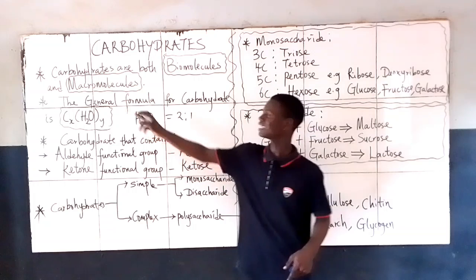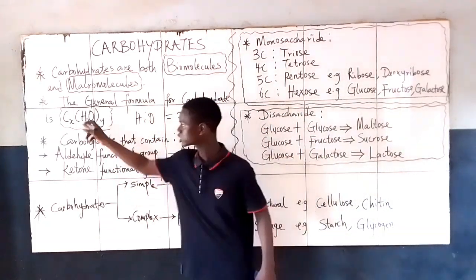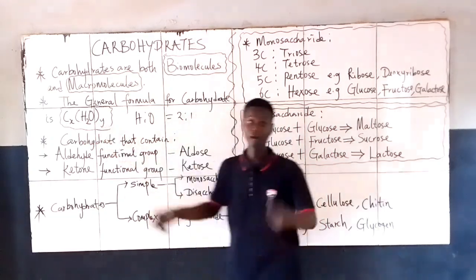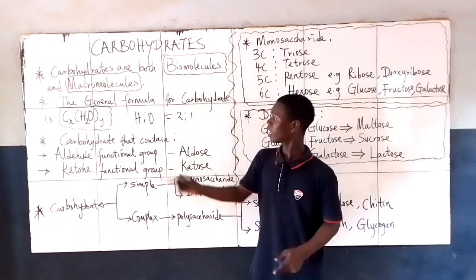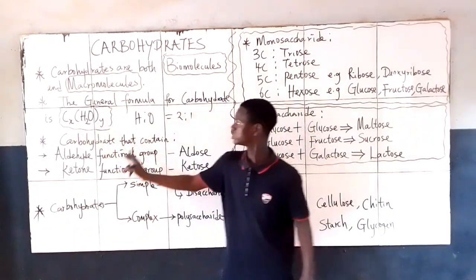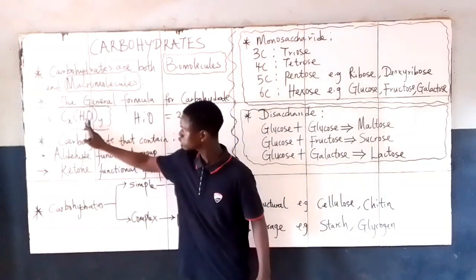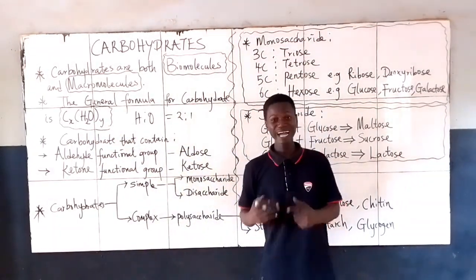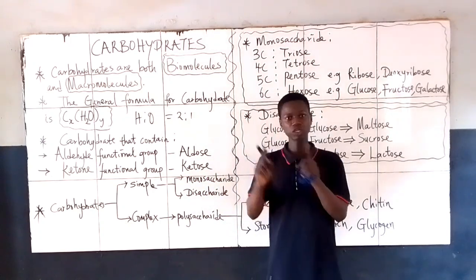Now moving on from there, the general formula for carbohydrates is C subscript X (H2O) subscript Y, where X and Y can be any number. Now observe that the ratio of hydrogen to oxygen is 2:1. You have H subscript 2, O subscript 1, so it's 2:1. That is for carbohydrates. Important to take note of this fact.